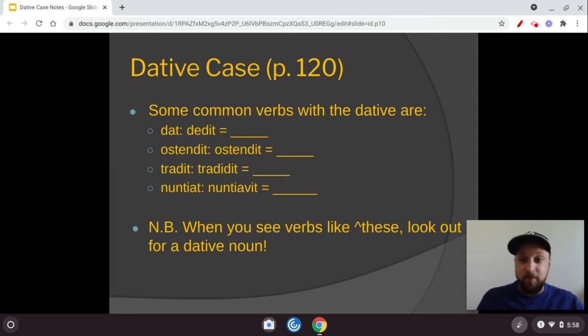Again, there are many more than those. There's narrat, that comes to mind immediately. Demonstrat, we'll see eventually. But notice why these verbs are the ones with which you should expect a dative. Dat means gives. You often talk about giving something to someone. Ostendit means shows. You often talk about showing something to someone. Tradidit is the verb to hand or to hand over.